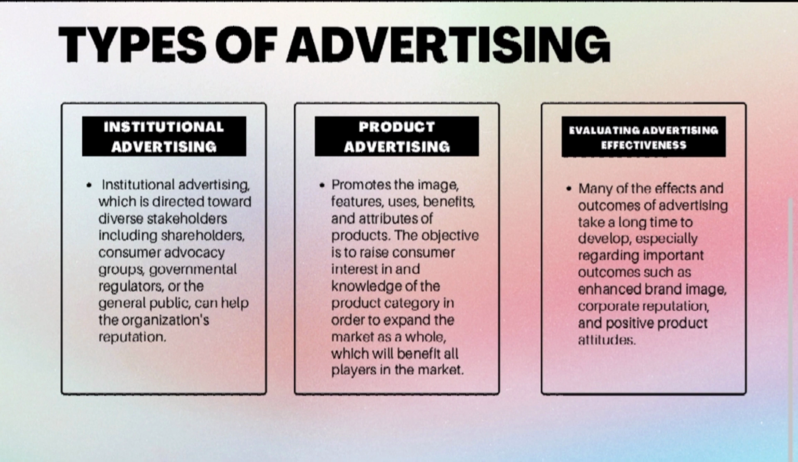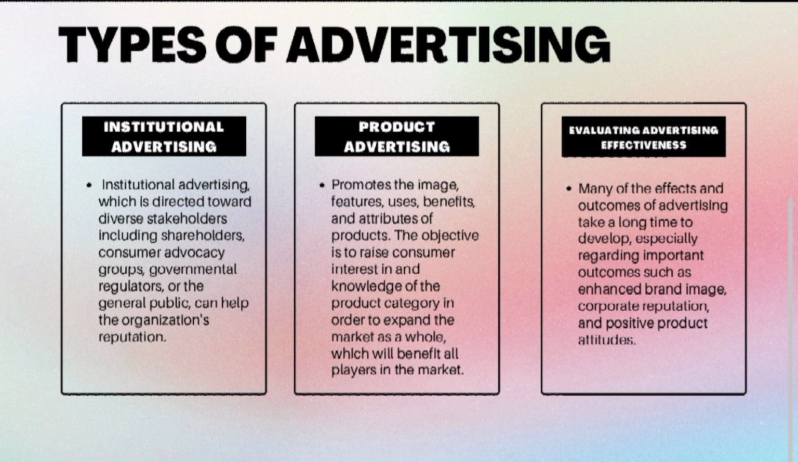Institutional advertising promotes a firm's image, ideas, and culture with the goal of creating or maintaining an overall corporate image. It is directed towards diverse stakeholders, including shareholders, consumer advocacy groups, governmental regulators, or the general public, which can help the organization's reputation. On the other hand, product advertising promotes the image, features, uses, benefits, and attributes of a product.